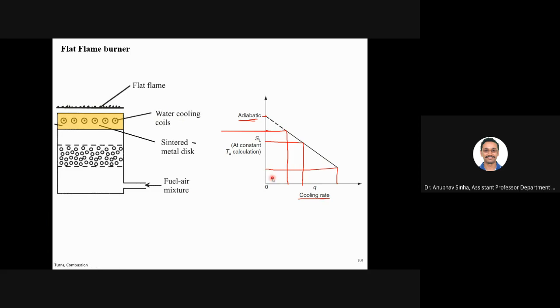Is this clear? Yes, sir. So this is one of the most accurate techniques available, extrapolated for zero cooling conditions. That's all.